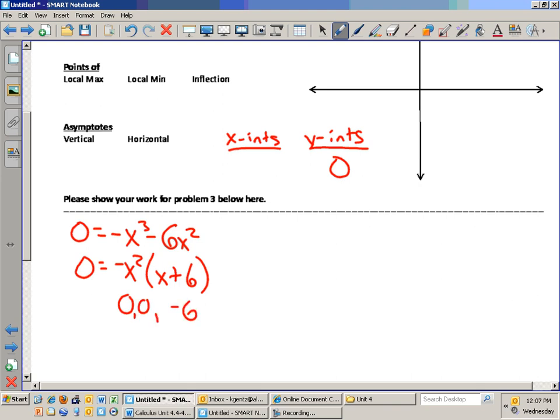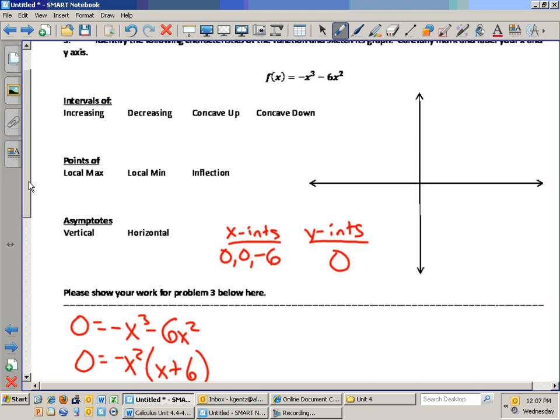I'm not going to make you write the 0 twice, but I do, because it helps me identify I have a double root there. I like that. Something math teachers get excited about. So there we go. I've got those two pieces. So I know where it crosses.